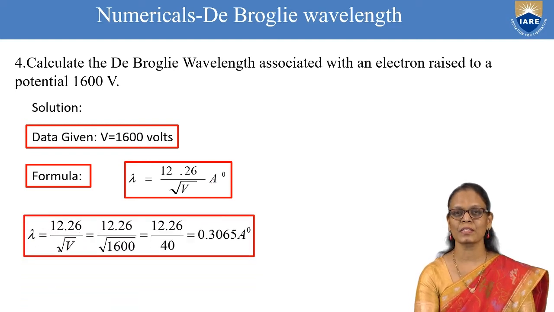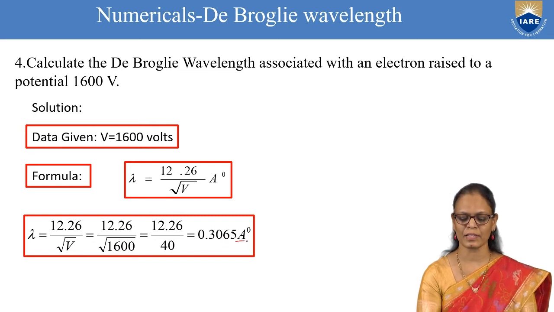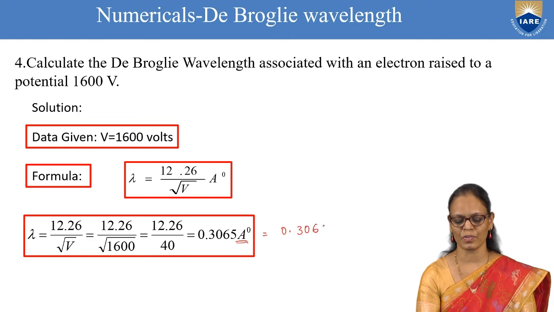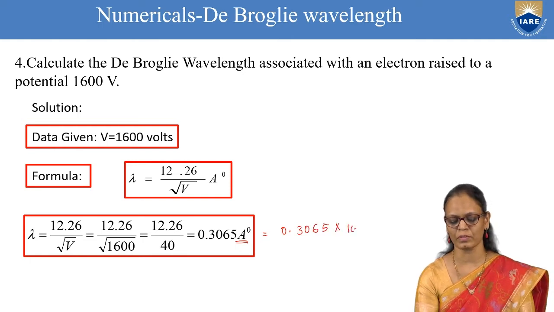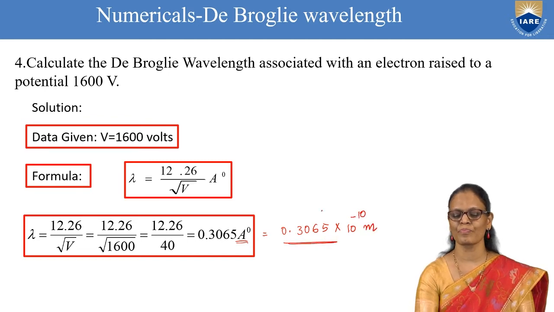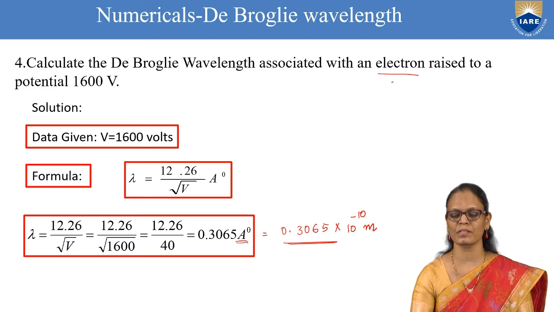So 12.26 upon root V is 12.26 by root 1600. Root 1600 will give you 40. So 12.26 upon 40 is 0.3065. You can use your calci and get the answer, and this is in angstrom. If you want, you can also express it in meters as 0.3065 into 10 power minus 10 meter. So this is the wavelength associated with the electron which is raised to a voltage of 1600 volt.